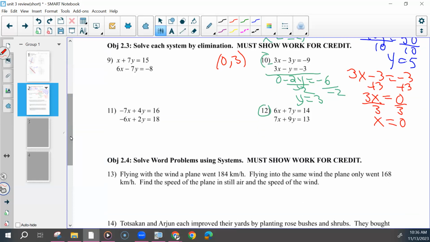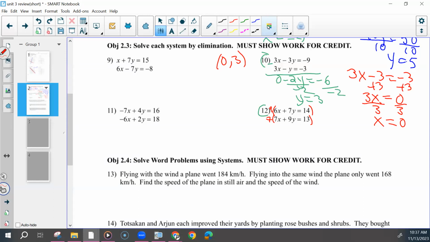Okay. 12, we don't have common coefficients, so we'll make them. But first, do we want to eliminate the x's or the y's? Doesn't matter. If we're eliminating the y's, you can think of a number that these both go into, or just take numbers and multiply. So multiply this one by 9 and this one by 7. So both equations are going to change. All the numbers are going to change.